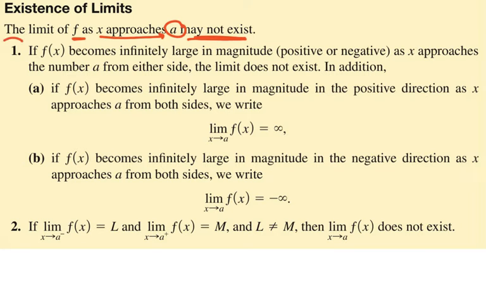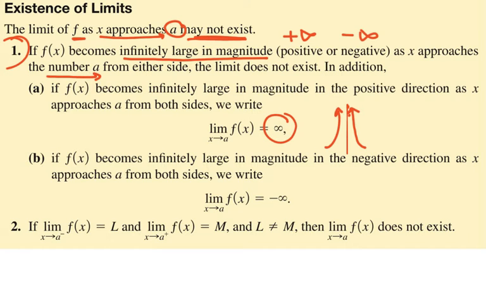So for case one, if the function becomes infinitely large in magnitude, that means the y values either go to positive or negative infinity as x is approaching that number a from either side, the limit doesn't exist. So if we have a graph with, say, a vertical asymptote, and we have a limit on either side that's shooting up, that limit would approach positive infinity. And we're going to write positive infinity, even though infinity is a value that doesn't exist. We do not, in this situation, say do not exist. We would say positive infinity.